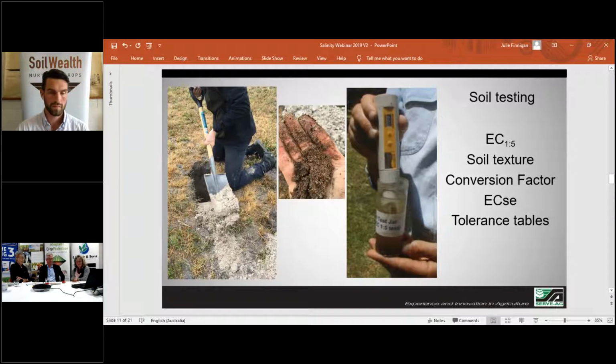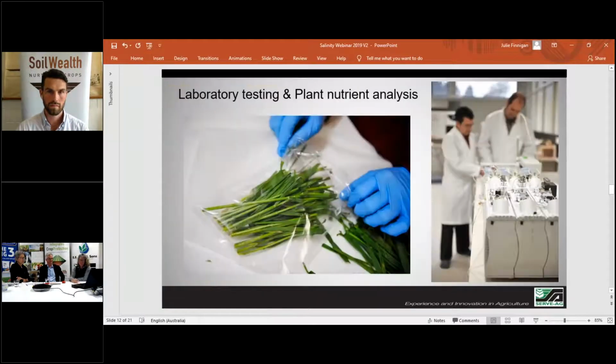The one downside about doing our own soil testing though is that we don't have the ability to differentiate between what the different salts are composed of within our EC 1 to 5 test. It will give us an overall salt content, but if we really want to look at what salts we're dealing with, is it sodium, chloride, magnesium or whatever, we need to put it into a lab and find out that breakdown of salts.